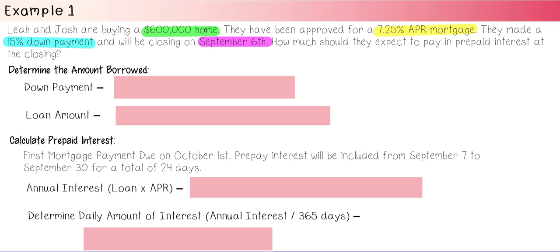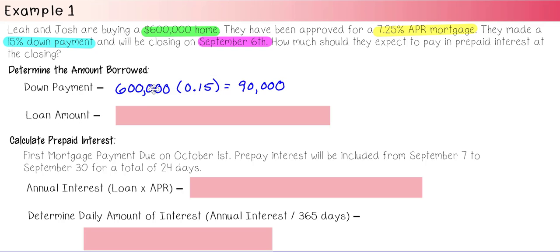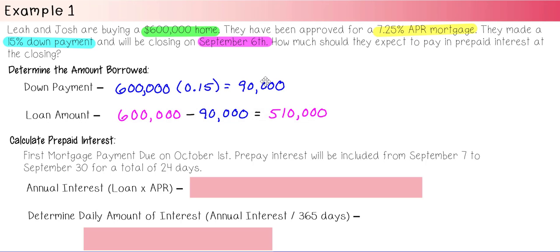We need to figure out the down payment, because money that we're putting down is not counted towards what they're borrowing. The down payment is 15% of the house cost of $600,000, so you would multiply $600,000 times 15%. That means they're going to pay $90,000 down on the house. So the amount they're actually going to borrow would be the $600,000 cost of the house minus the $90,000 that they already put down. So their loan amount is going to be $510,000.